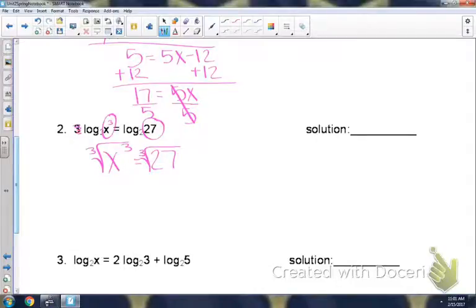So that's what we'll do, is take the cube root of both sides. So the cube root of x cubed is just x. Cube root of 27 equals 3. So the solution would be x equals 3. You can plug that back in. It should be equal. Okay, because 3 cubed equals 27. So you can plug it back into that original equation there.